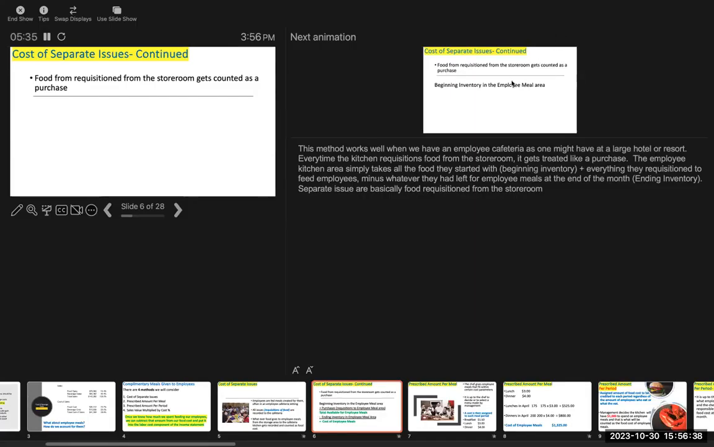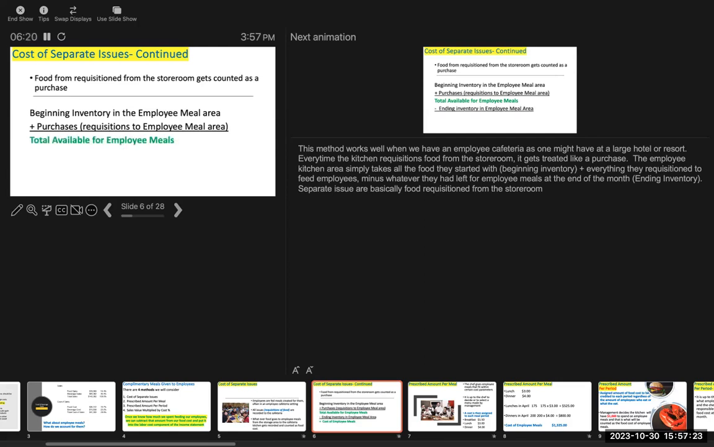So as we've mentioned, we count it as a purchase when we transfer from the storeroom into the cafe. Beginning inventory in the employee meals area would be the ending inventory of the previous month, as we've talked about. Our purchases for this example, though, would be requisitions of food products from a food and beverage outlet or the storage area to the employee meal area, the cafeteria. So it could be food products coming directly from the storage areas, or it could be excess food production from the banquet kitchen, from the restaurant kitchen, that we're transferring to the cafeteria so that it can be used for employee meals.